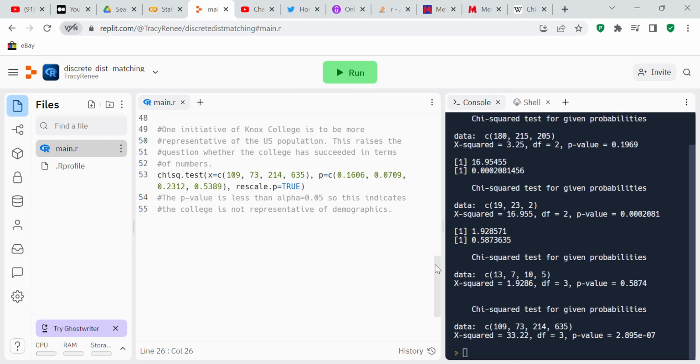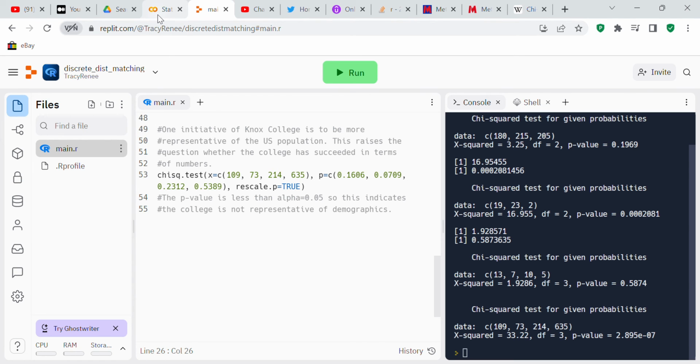But the observations were 109, 73, 214, 635, and the expectations were 165.68, 73.1, 238.37, and 0.61, but they didn't use those in there. They used percentages, and not only that, they rescaled the percentages. And that gave you a p-value of 2.895e-07. So since the p-value is less than 0.05, this indicates the college is not representative of demographics.